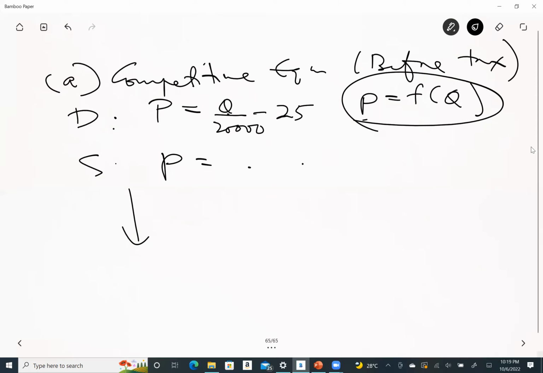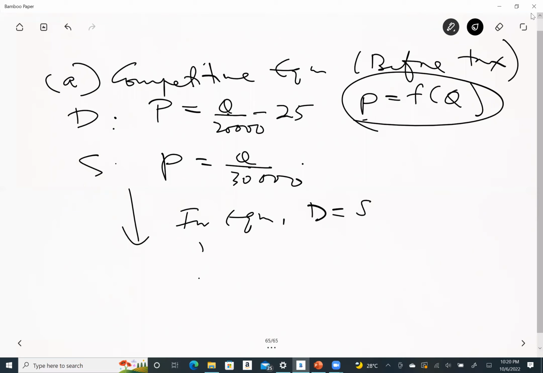50 divided by 2, 25. And then for the supply, it should be Q over 30,000. So you equate equilibrium. Okay, for equilibrium, demand equals supply. Then what do you get? Anybody get the answer yet?